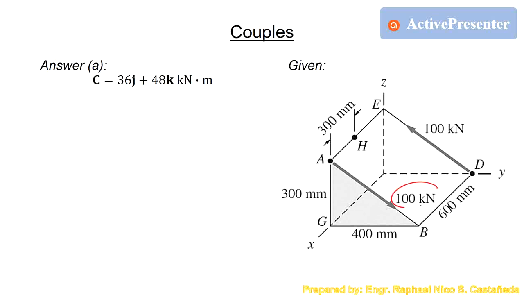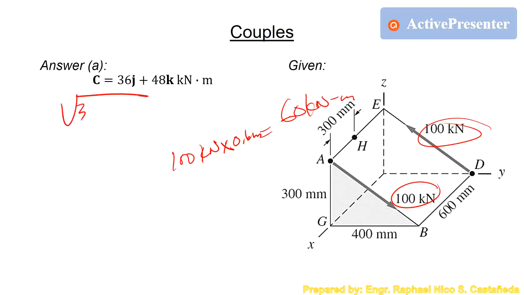If we want the magnitude, we already have the magnitude, which is 60 kilonewton meter because it is 100 kilonewton times 0.6 meter. Or if you want to calculate in this manner, because this is another way of calculating, we will get the same answer, 60 kilonewton meter, if we use the components, I mean.